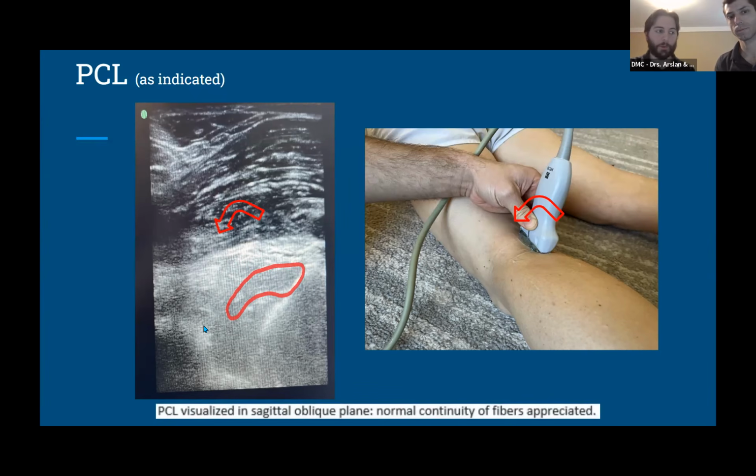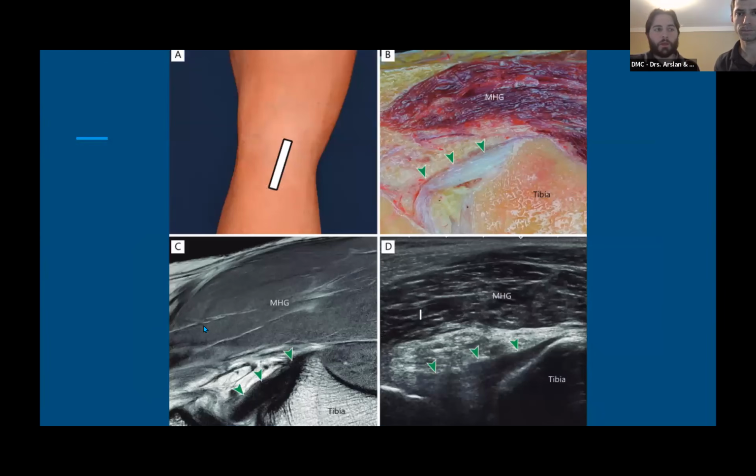And in our patient, we were able to visualize the PCL in the sagittal oblique plane with normal continuity of the PCL fibers. You can see on this anatomical cross-section the angulation that the PCL takes, and you can appreciate how it would be difficult to view all of those fibers without any anisotropy. And we have a little MRI and ultrasound correlates to take a look at.